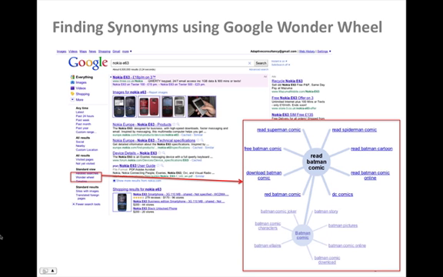Another very helpful tool is the Google Wonder Wheel, which shows you the synonyms relating to a keyword. So if you do a search on Google and then click on the Wonder Wheel in the left hand menu, it'll then come up with this view, and it's useful to do this as these synonyms should be used in your search engine optimized copy if possible.